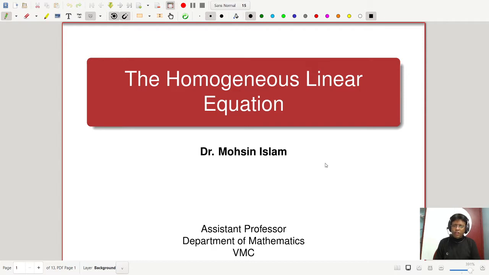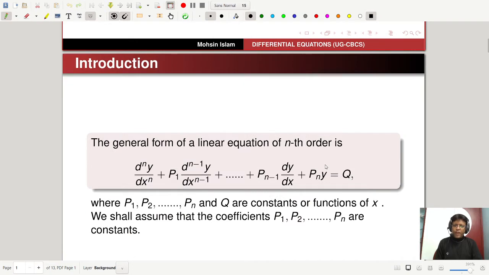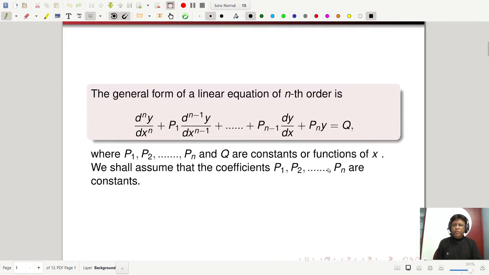So it's a long journey of differential equations. Now we have arrived at the chapter on homogeneous linear equations. There have been so many discussions on linear differential equations with constant coefficients, and we have learned how to calculate the complementary functions and particular integrals in different cases, and so on. So in this chapter, let me start with the very well-known linear equation of nth order.